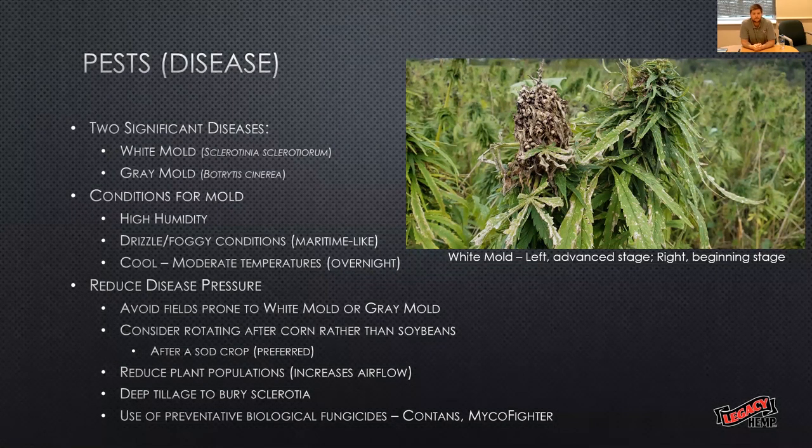Even better, if we were able to rotate after a sod crop, we have even less chance of these diseases showing up. We can reduce plant populations, which is one method used in soybeans to reduce white mold. By lowering our plant populations, we increase airflow underneath the canopy, allowing that soil to dry out more. In addition to this, if we can keep the weeds out of the field, the weeds that we had last year were also adding to the biomass and restricting airflow, so increasing this microclimate underneath the canopy, which allowed for perfect conditions for this mold to occur.